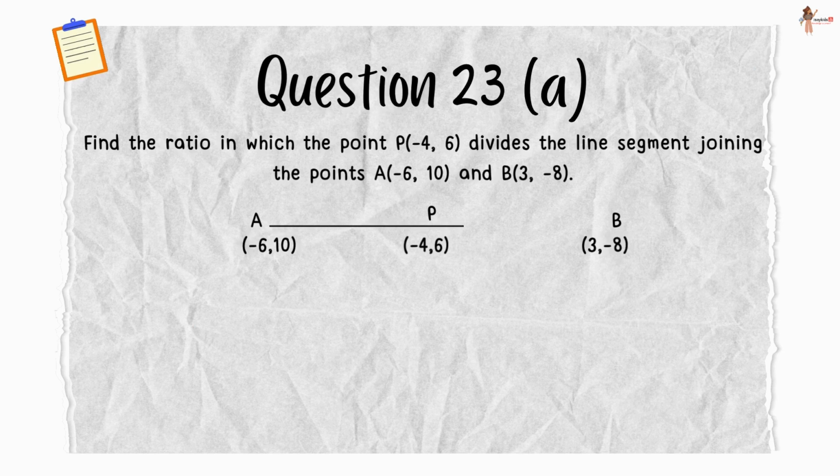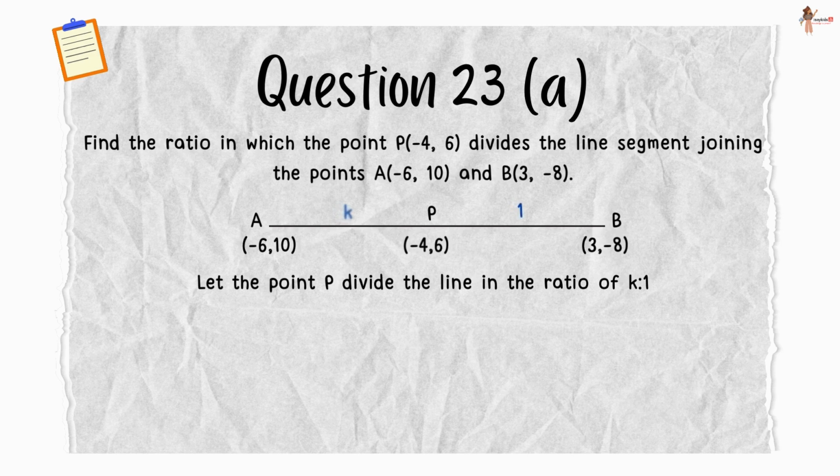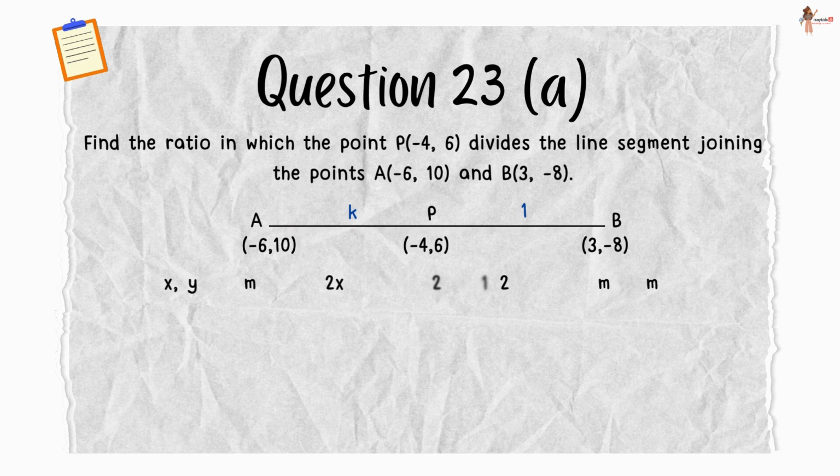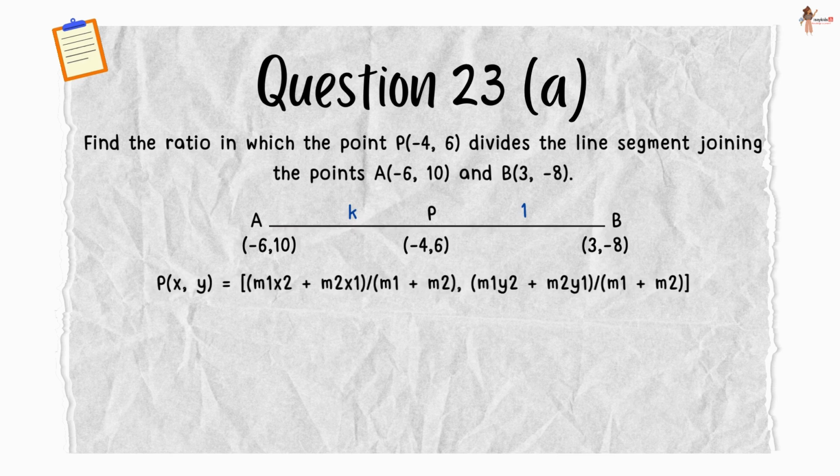Find the ratio in which the point P, coordinates -4 and 6, divides the line segment joining the points A, coordinates -6 and 10, and point B, coordinates 3 and -8. Now let the point P divide the line in the ratio of k is to 1. Now P of x, y is given by (m1 x2 plus m2 x1) upon (m1 plus m2) and (m1 y2 plus m2 y1) upon (m1 plus m2).